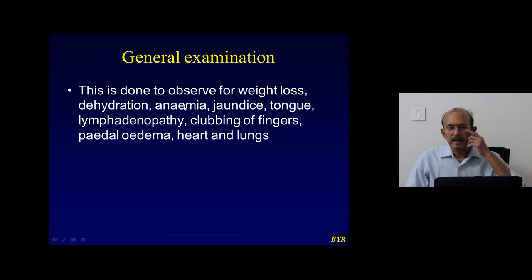Then examine the eye. Just pull out the lower eyelid and look for anemia. Retract the upper eyelid and ask the patient to look down and look for jaundice. Examine his tongue for any coated tongue, dry tongue, pale tongue, bald tongue, or any other abnormality of the tongue and oral cavity. Then examine the cervical lymph nodes on either side and both axilla and groins. Then examine for the clubbing of fingers. Then examine the pedal edema. Then finally the heart and lungs.